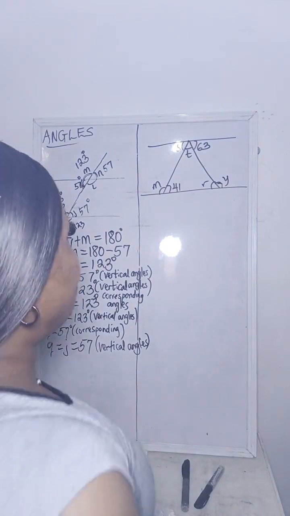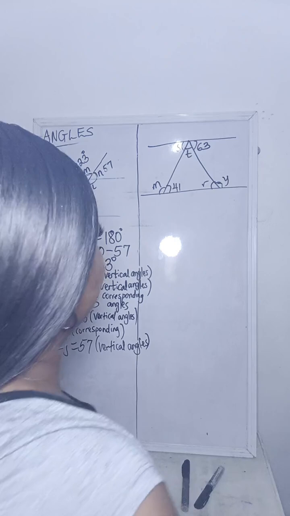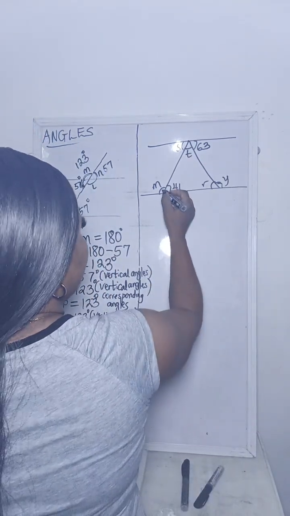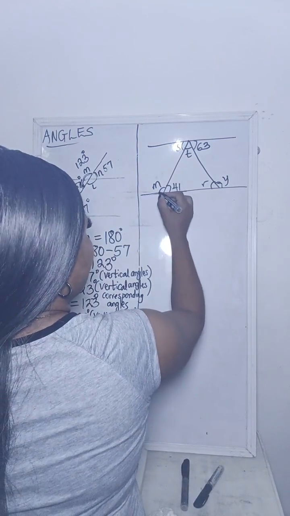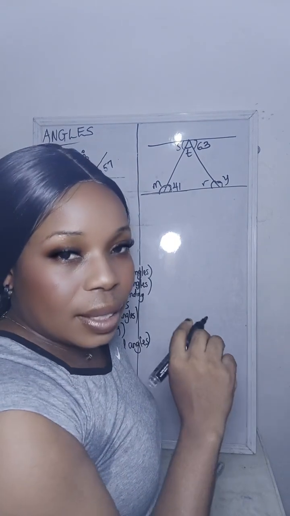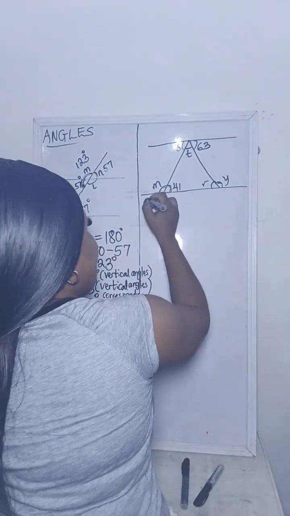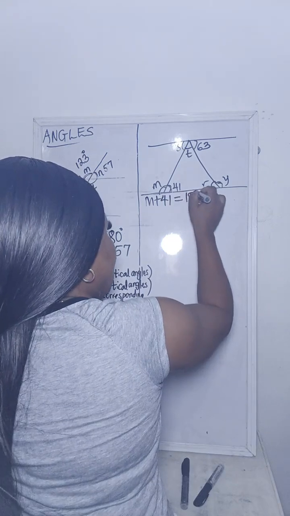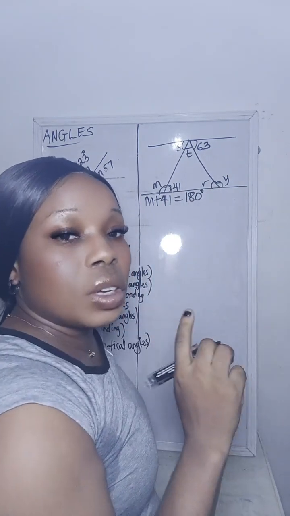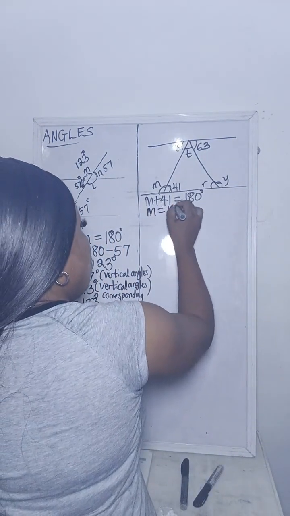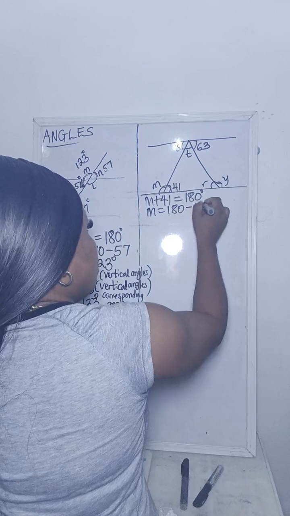How do we go about this? So, first of all, this is a straight line. These two angles are on a straight line, and that means the sum of both angles would equal 180 degrees. So it means that M plus 41 equals 180 degrees. So M would equal 180 minus 41.